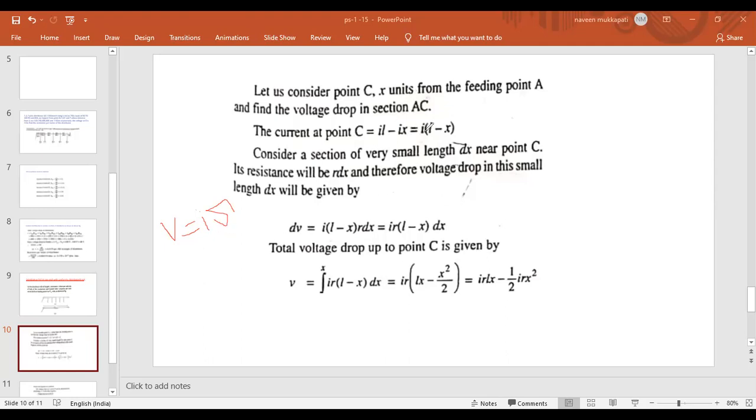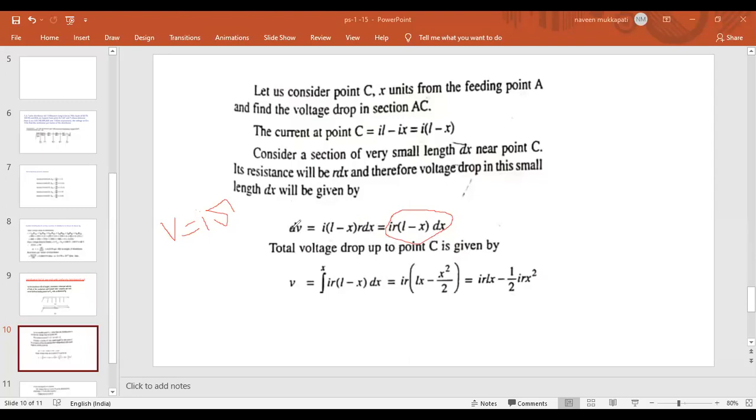Substitute this I value, that is I into L minus X into dx. Therefore dV is equal to I R into L minus X into dx. Therefore, differentiating that voltage, then the total voltage drop up to C.